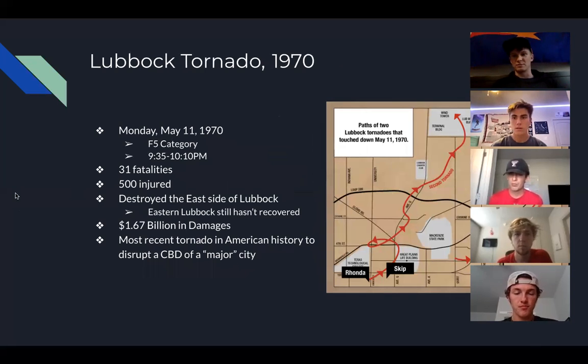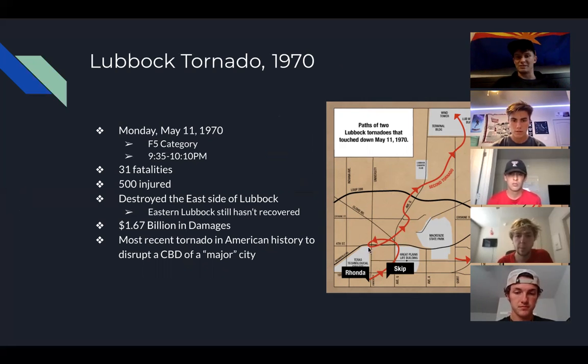There was a very big tornado in Lubbock on May 11th, 1970. It was an F5 category tornado, and it was 35 minutes long, at nighttime. There were 31 fatalities and 500 people were injured. If you look to your right, here's the path of the tornado. It just missed the campus back in the 70s.